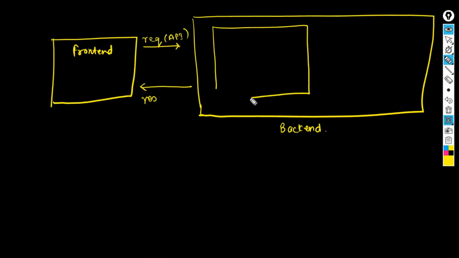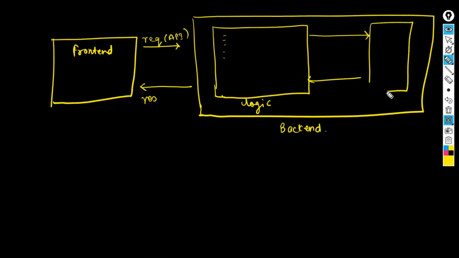In the API, your logic is written. When this particular API is hit, what type of logic should run? And this logic is then connected further to your database, DB. This is your database.